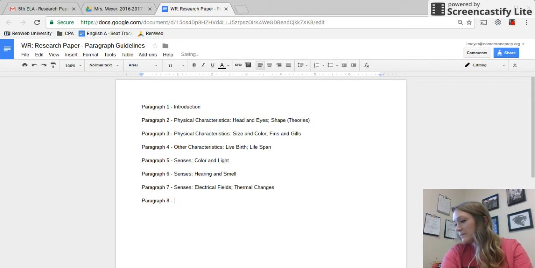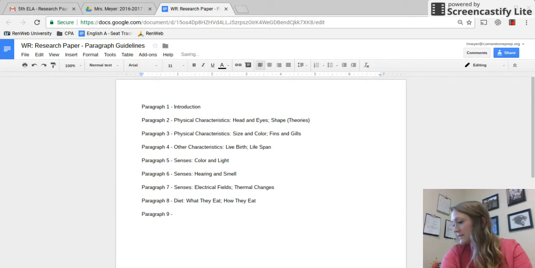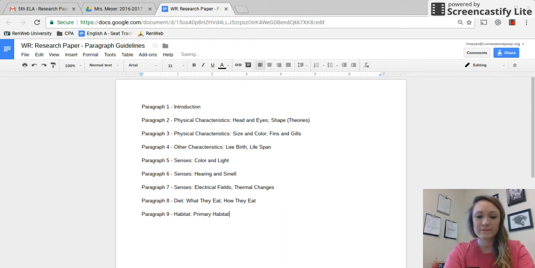Paragraph 8 is focusing on the diet, and this will look at what they eat and how they eat. Paragraph 9 is going to focus on habitat, and this will look at the primary habitat as well as migration.